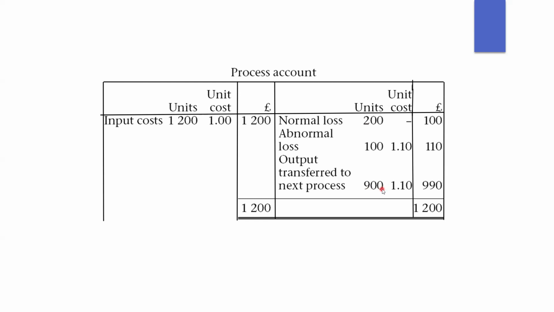Then we have calculated the cost per unit, £1 and 10 penny. So the total output transferred to the next process is 990. Abnormal loss should be treated the same as the output. So the abnormal loss is here 110.